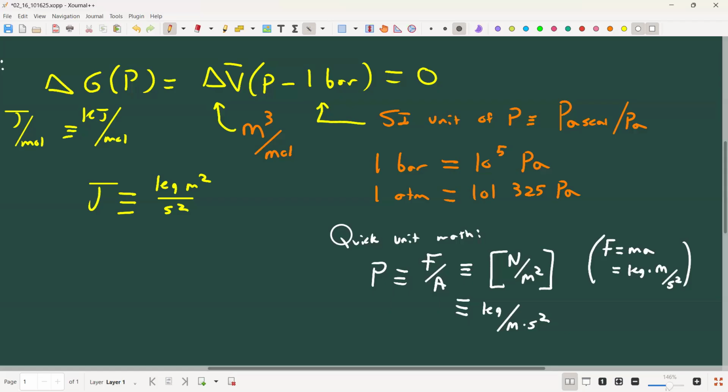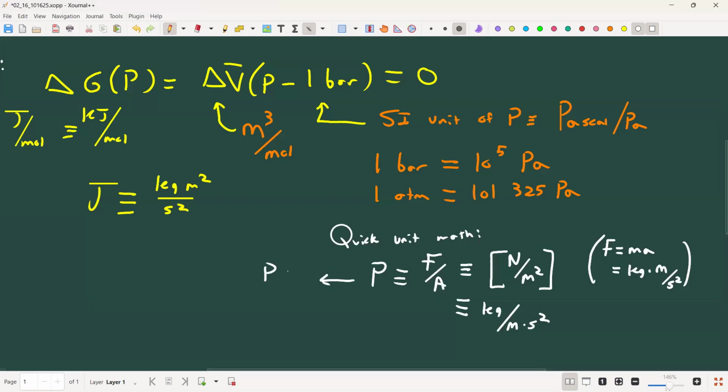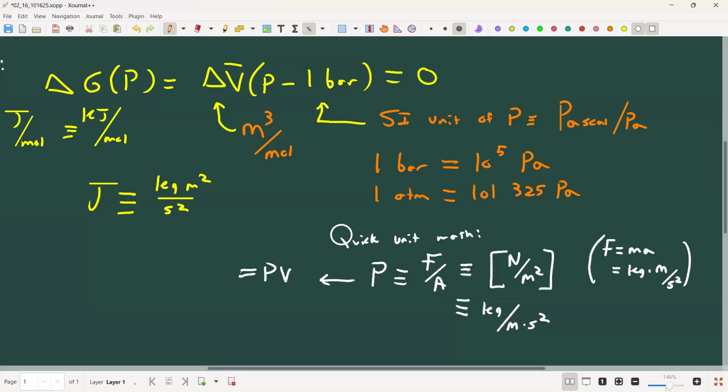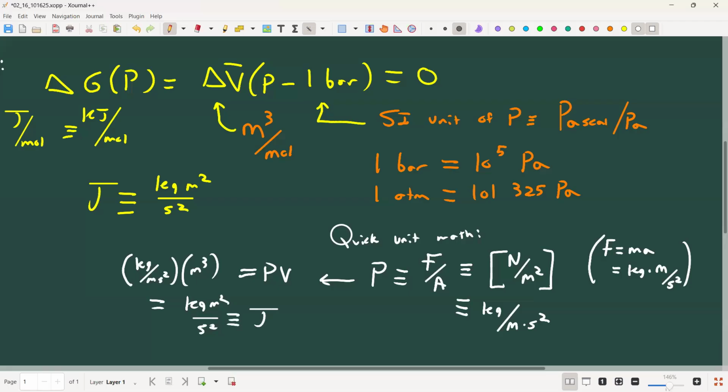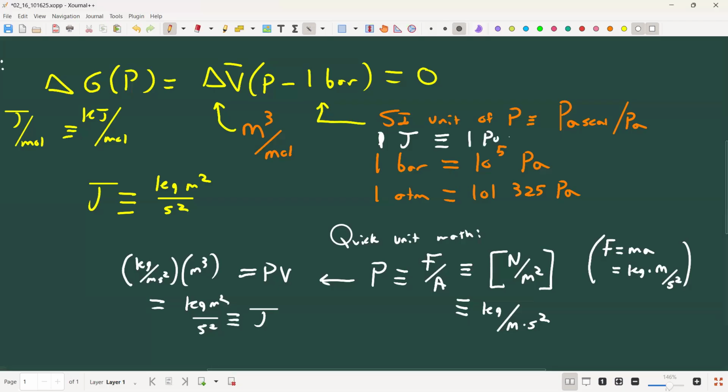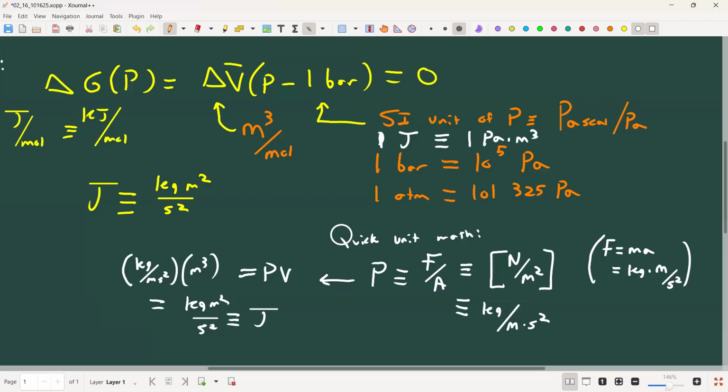All right, so let's multiply now pressure by volume. I'm going to work right to left, like an Arabic mathematician. And so that's going to be, pressure is kilograms per meter second squared, and volume is meters cubed, which is kilogram meter squared per second squared, which is a joule. Okay, so 1 joule is equivalent to 1 Pascal meter cubed. All right.